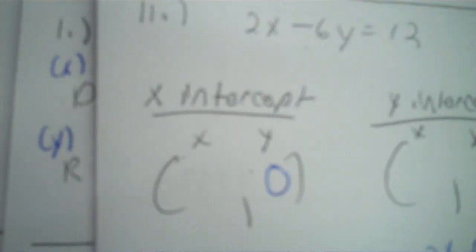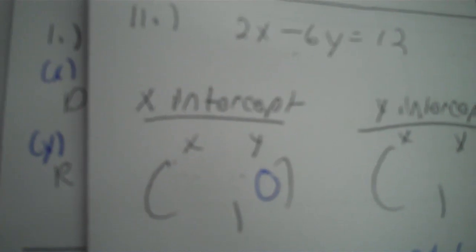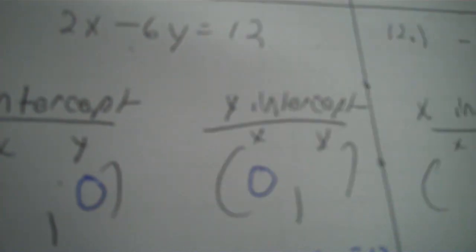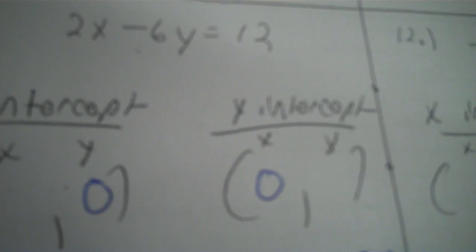So the x-intercept, we keep the x open, we set the y to 0. Because if a point is on the x-axis, it has a y-coordinate of 0. Now the y-intercept, we'll keep the y open, you set your x at 0. Because everywhere on the y-axis, the x-coordinate is 0.